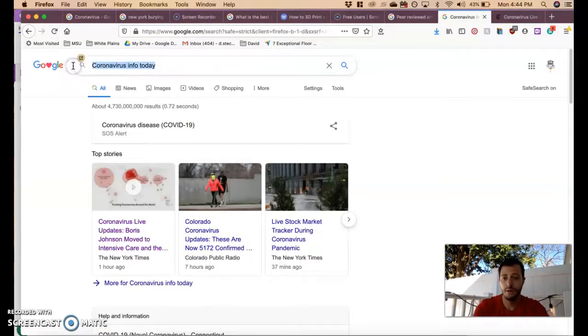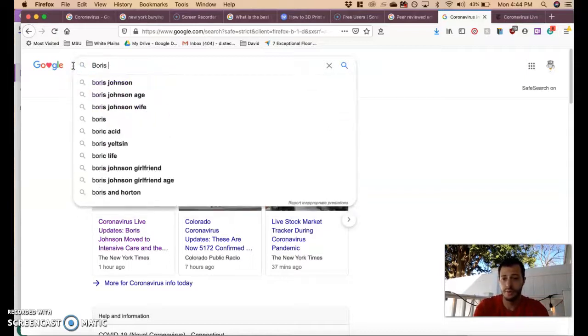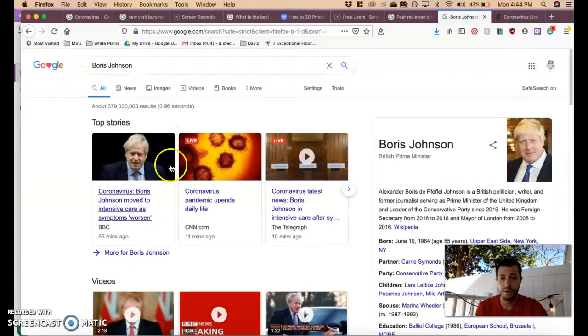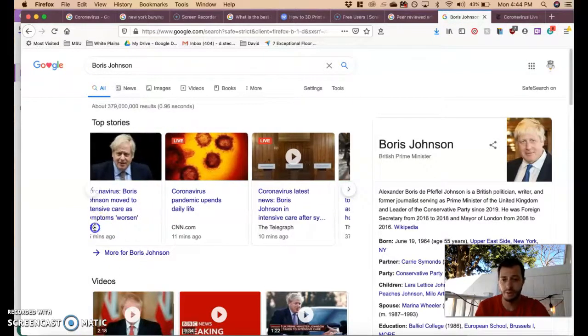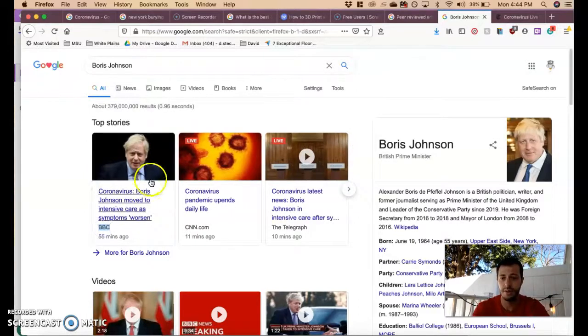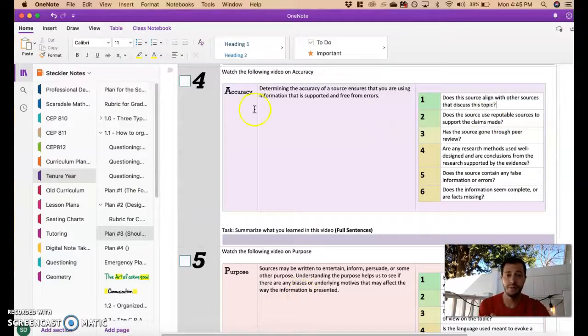So I'm going to check Boris Johnson and just see what pops up about him online. So I have over here BBC, which is, if you don't know, the British Broadcasting Company. We have over here CNN. We have over here Telegraph. Many different sites are reporting the same information. Now that doesn't mean they're all accurate, but the more things that you see claiming the same message, the more you're going to be able to believe that what you're reading is more accurate.